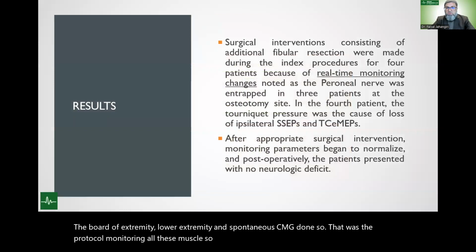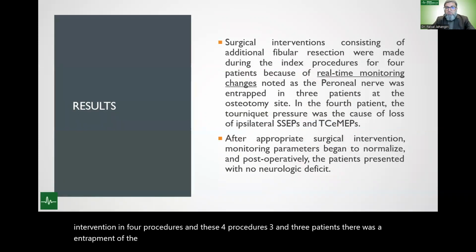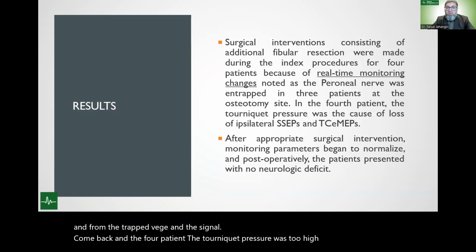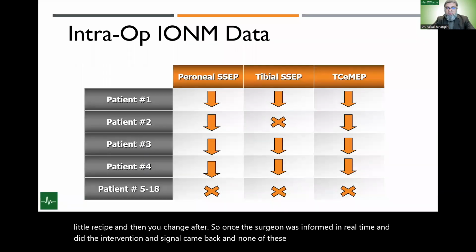So in the results, we have changes. We did intervention in 4 procedures. In three patients, there was an entrapment of the peroneal nerve in the osteotomy site, and the surgeon removed the nerve from the trapped wedge, and the signal came back. In the fourth patient, the tourniquet pressure was too high, and that resulted in ipsilateral SSEP and MEP change. Once the surgeon was informed in real time and did the intervention, the signal came back, and none of these 18 patients have any deficit.